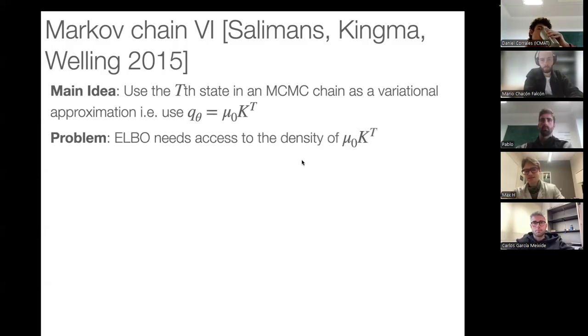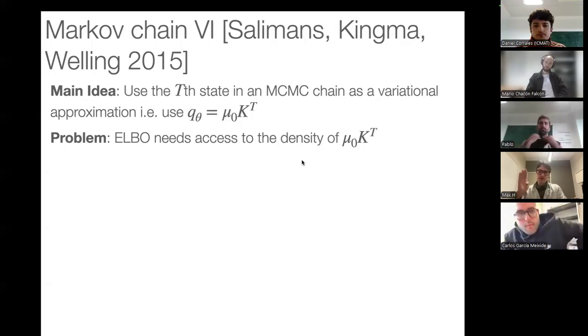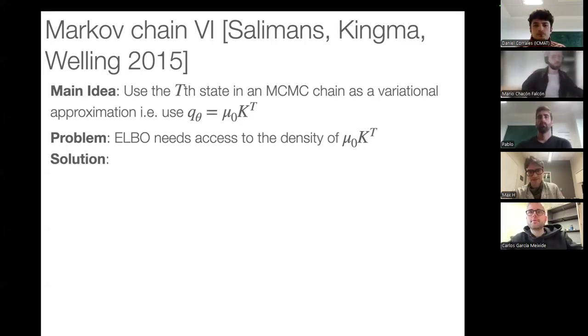But immediately there's a problem. You remember the ELBO term decomposes into this expectation plus an entropy term. And the entropy term actually needed access to the density of the variational distribution. But the problem is when we push mu naught through K t times, or even just once, then usually the density becomes intractable or inaccessible or incalculable in some sense.